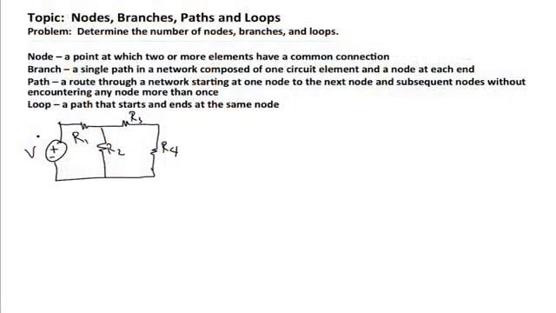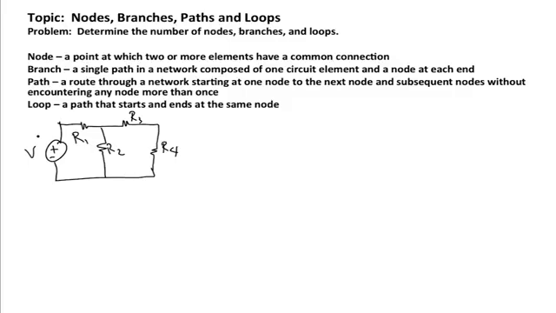The topic of this problem is nodes, branches, paths, and loops. And the problem itself is to determine the number of nodes, branches, and loops in the circuit that is shown. Before we do that, we need to go over what the definitions for node, branch, path, and loop are.